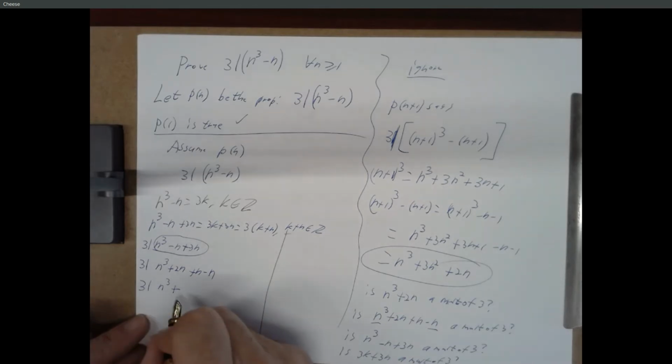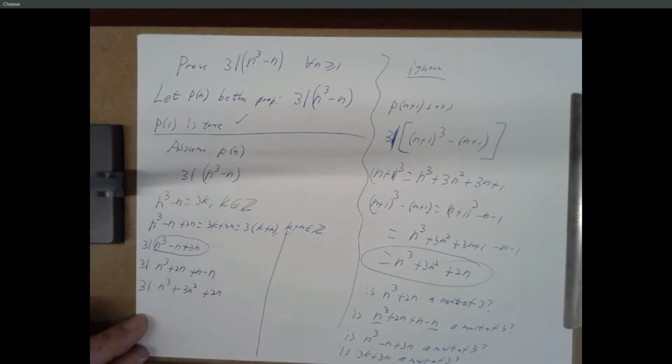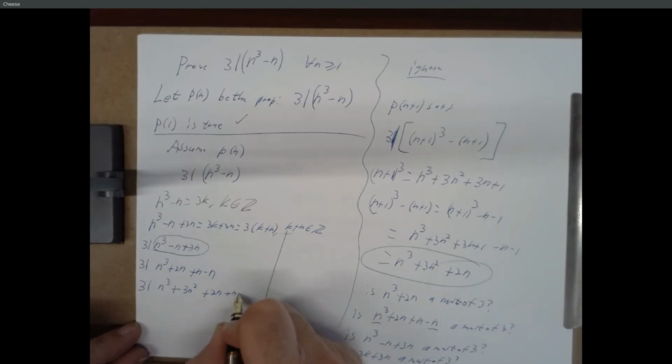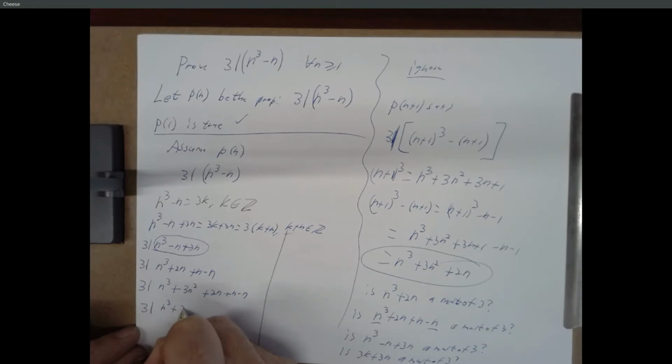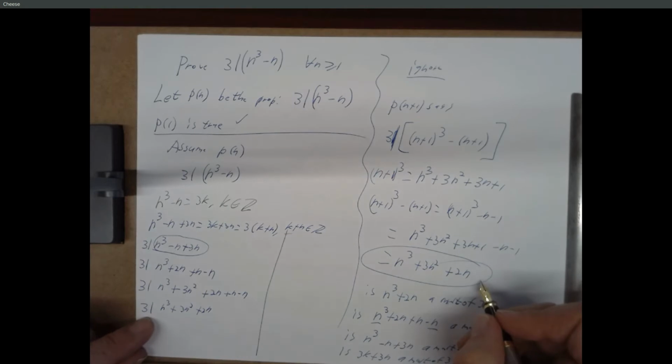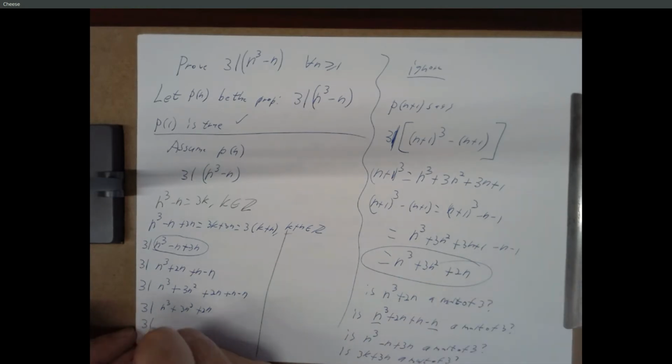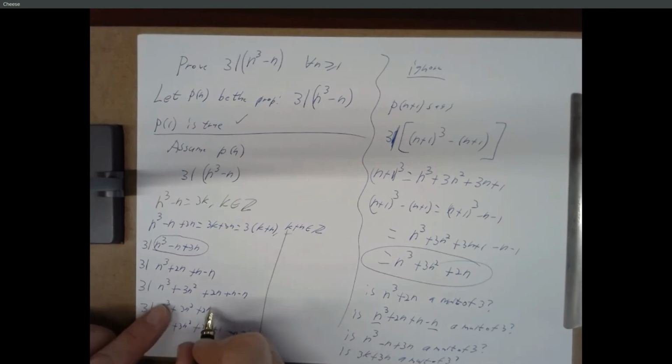Oh, which is n cubed plus, I can add 3n squared plus 2n plus n minus n. So 3 divides n cubed plus 3n squared plus 2n. And so I'm up to this point. And so 3 divides n cubed plus 3n squared plus 3n plus 1. Take off an n to get back to 2n, and take off a 1 to get rid of that 1. So this is the same as that.